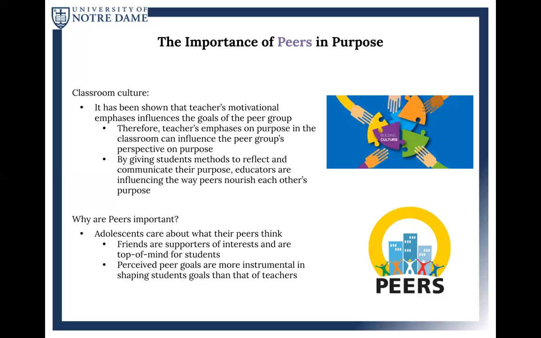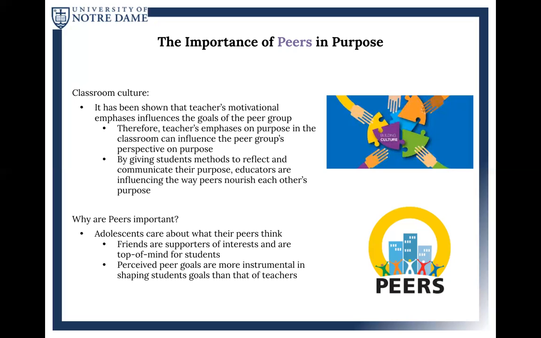By giving students methods to reflect and communicate their purpose, educators are influencing the ways that peers nourish each other's purpose, because they're all going through the same type of process. They're all reflecting in the same type of ways that are given to them in the classroom, and they're communicating in the same type of language. They're understanding one another. And this is simply done by the methods that we talked about in this last question. So that strong classroom culture has a strong influence on peers and how they interact with one another in terms of purpose.